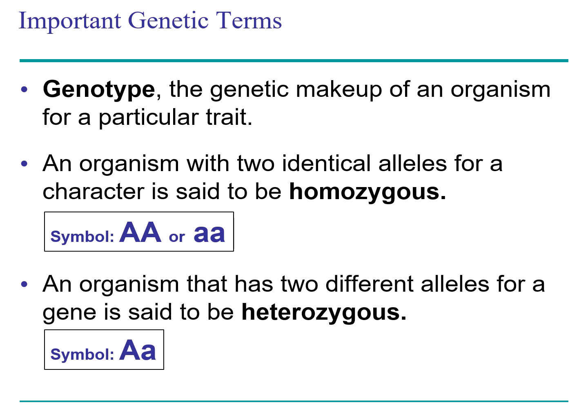The genotype of an organism describes the genetic makeup of the organism for a particular trait. An organism with two identical alleles for a character is said to be homozygous. The symbol for these cases are two uppercase or two lowercase letters together. An organism with two different alleles for a character is said to be heterozygous. The symbol in this case consists of one uppercase and one lowercase letter.